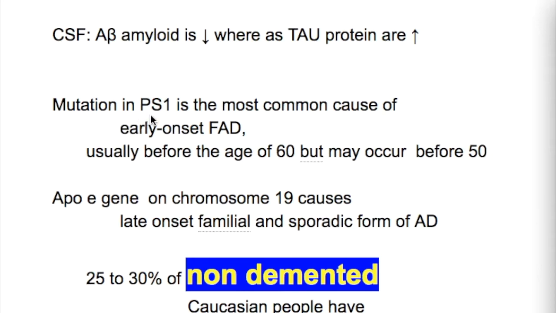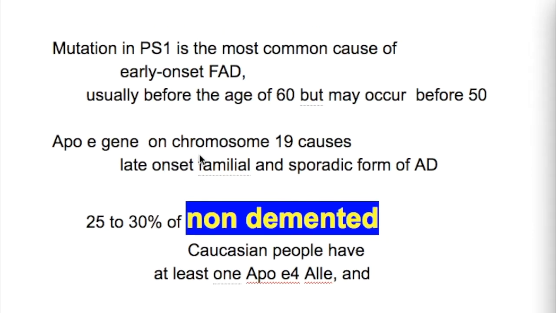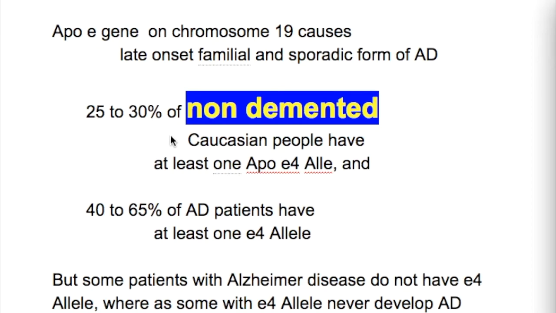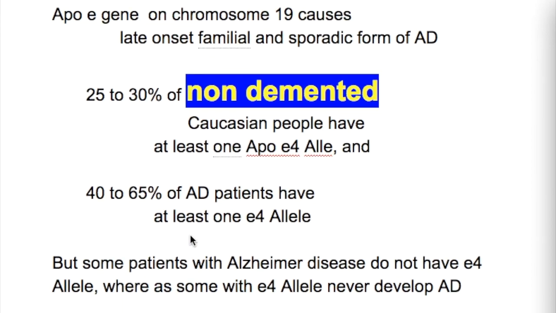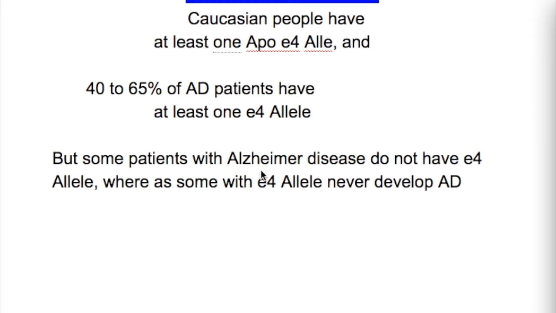Mutation in PS1 presenilin is the most common cause of early onset familial Alzheimer's disease, usually before the age of 60 but may occur before 50. ApoE gene on chromosome 19 causes late onset familial and sporadic forms of Alzheimer's disease. 25 to 30% of non-demented Caucasian people have at least one ApoE4 allele, and 40 to 65% of Alzheimer's disease patients have at least one E4 allele. However, some patients with Alzheimer's disease do not have the E4 allele, whereas some with the E4 allele never suffer Alzheimer's disease.